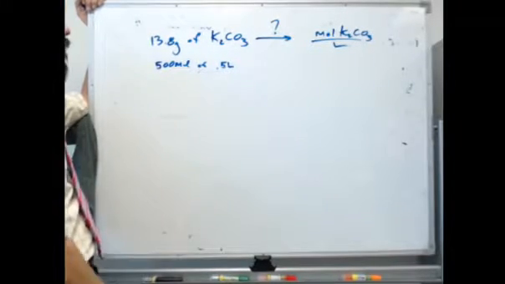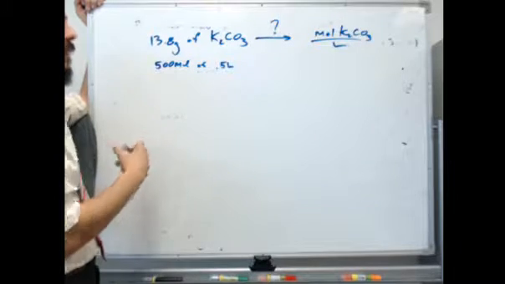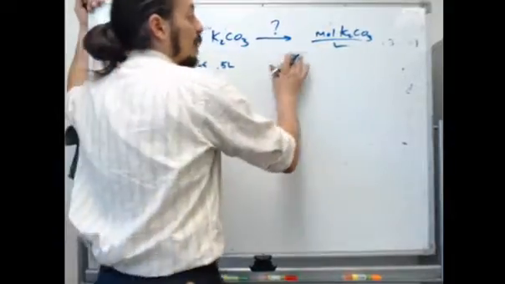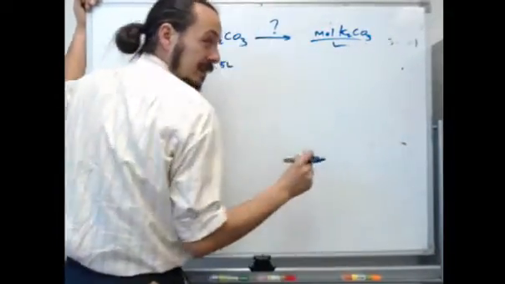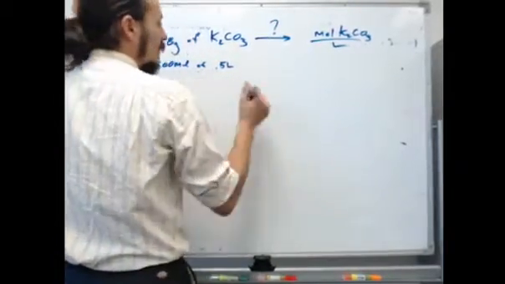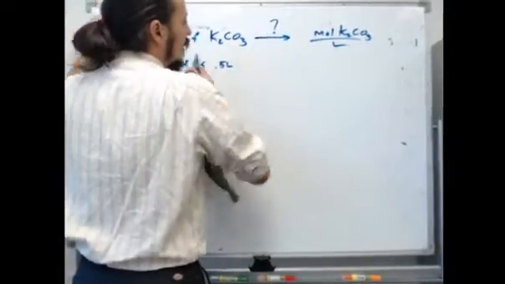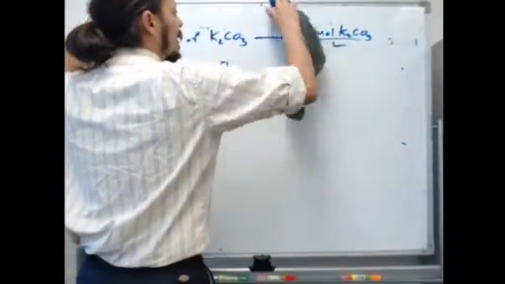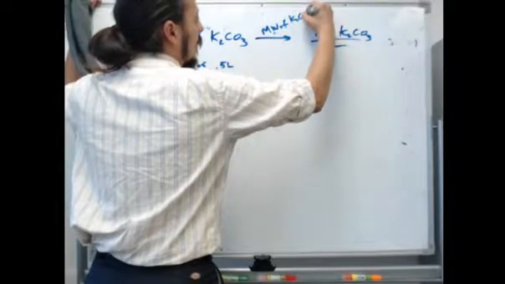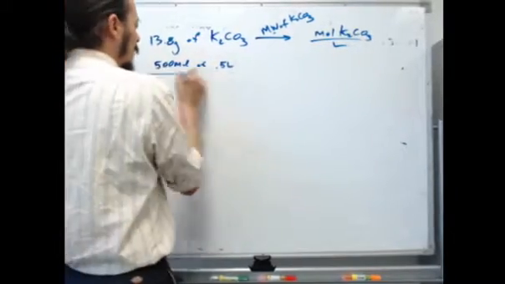So really the only thing we need to do is convert this grams of K2CO3 into moles of K2CO3. The thing that gets us between grams and moles? The atomic weight. So in this case we have to get the molecular weight of K2CO3. That will make it so we can do the conversion.